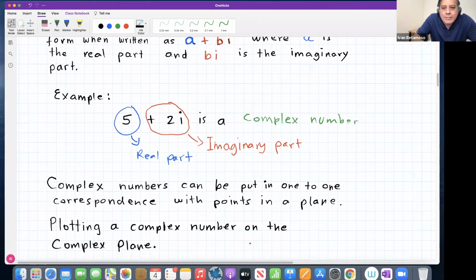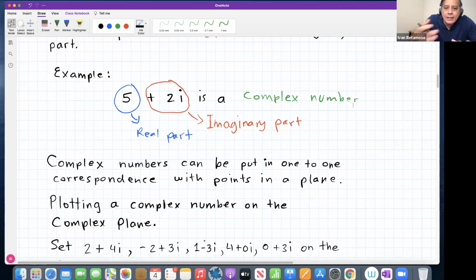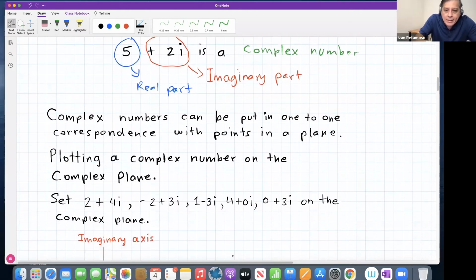Now, these complex numbers can be put in one-to-one correspondence with points in a plane, right? Because they're two-dimensional numbers, they come in pairs. So there is a simple way to plot these complex numbers into what is called the complex plane. Remember, with real numbers, we were able to put points of a line in one-to-one correspondence with real numbers. Since complex numbers are an upgrade of the real numbers, you can do more. Now you can put the points of a plane in one-to-one correspondence, okay? How? It's very easy. I will show you.